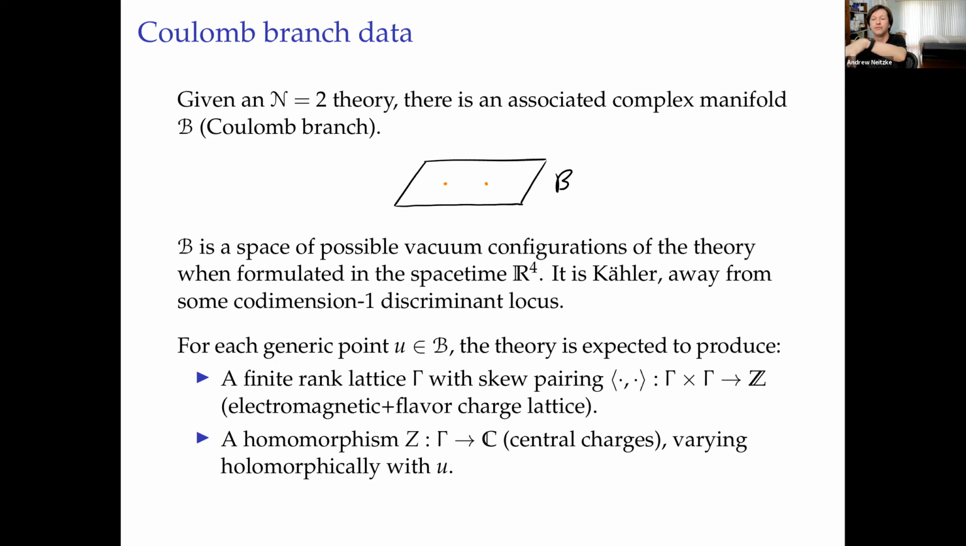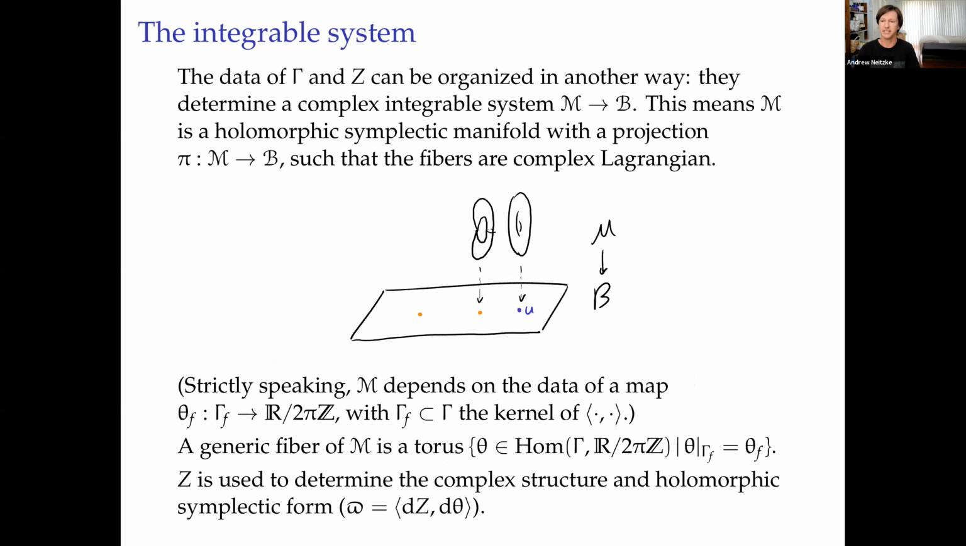And then as you move around on the Coulomb branch, that homomorphism is supposed to vary holomorphically with U. So if you like, locally what it gives you is a bunch of holomorphic functions, and they have some monodromy when you go around the branch points. So in examples, they might be like hypergeometric functions, something like that.